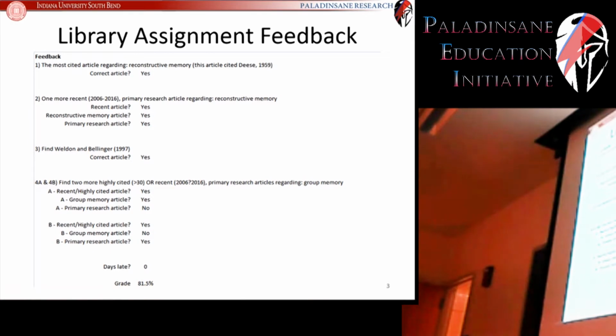But this will indicate whether you got the correct article for question number 1. For question number 2, was it recent enough? Yes. Was it a reconstructed memory article? Yes. Was it a primary research article? Yes. Weldon and Bellinger, did you find the correct one? Yes. And then for 4A and 4B, there's the feedback for A, there's the feedback for B.